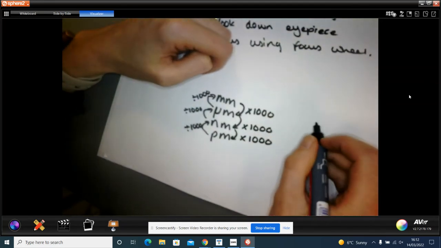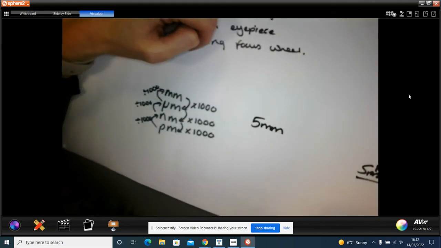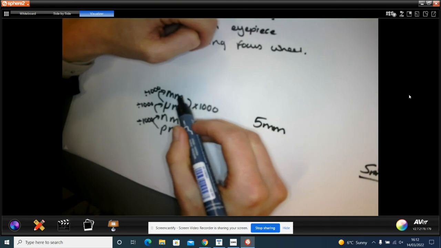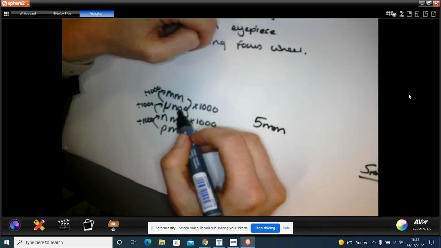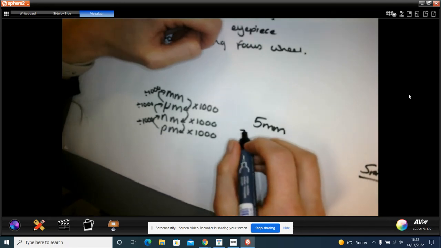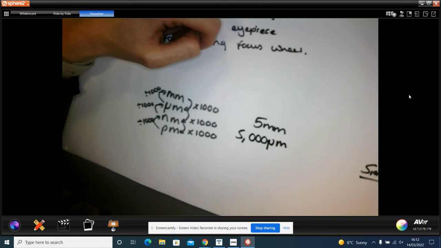So if I had 5 millimeters and I wanted that to be put into micrometers, what do I do? I times it by 1,000. So 5 millimeters is the equivalent to 5,000 micrometers.